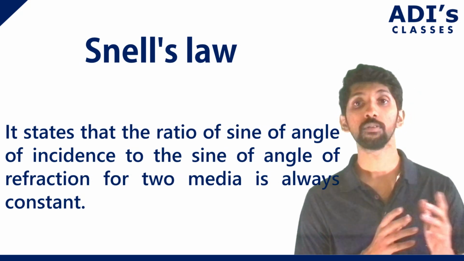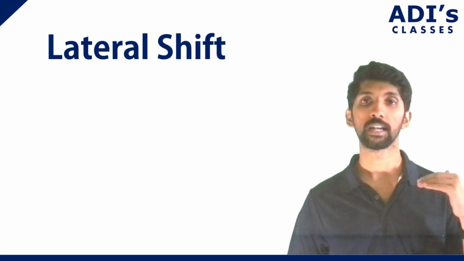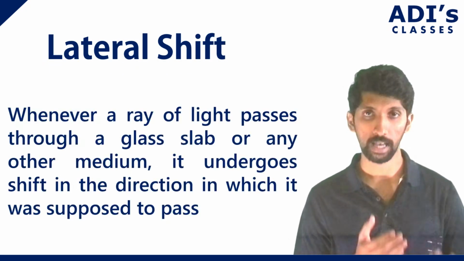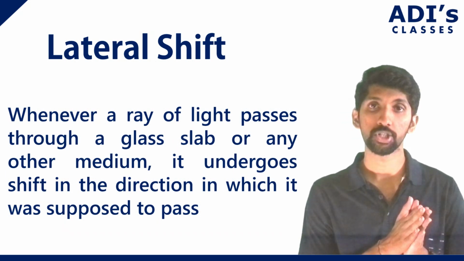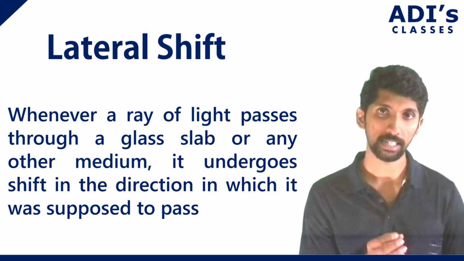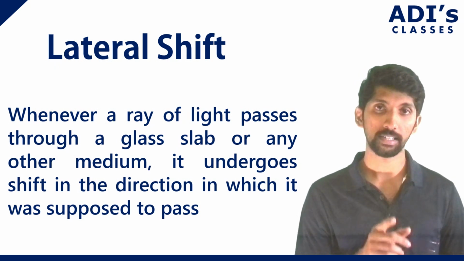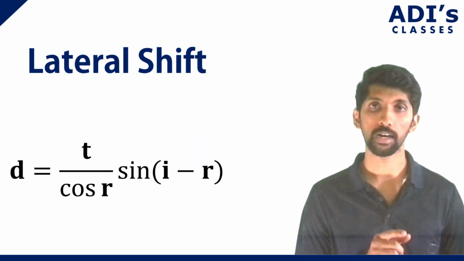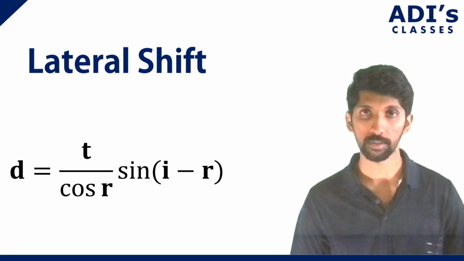Then we moved on to lateral shift, right? Lateral shift is whenever a ray of light passes through a glass slab or any other material medium, it undergoes a shift in the direction in which it was supposed to go. That was lateral shift, correct? So lateral shift was given by what? T divided by cos of R into sine of I minus R, right? This was the lateral shift formula.